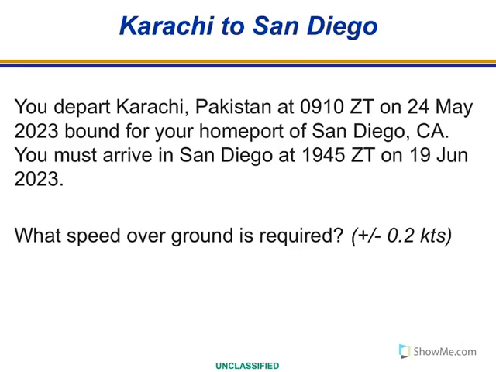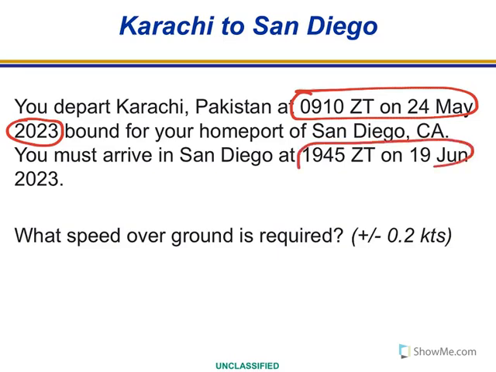So you have a few things right off the bat. A speed required problem is a time, speed, distance problem. If we have 2 of the 3 of those, time, speed, or distance, then we can solve for the third. Looking at this write-up, let's see what we're given. First off, we have the time of departure, 0910 zone time on 24 May 2023, and also our time of arrival, 1945 zone time on 19 June 2023. The difference of time between those two is our time.